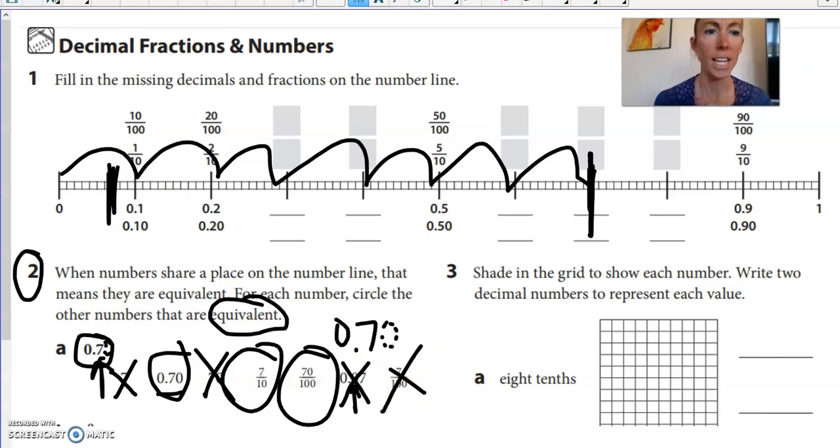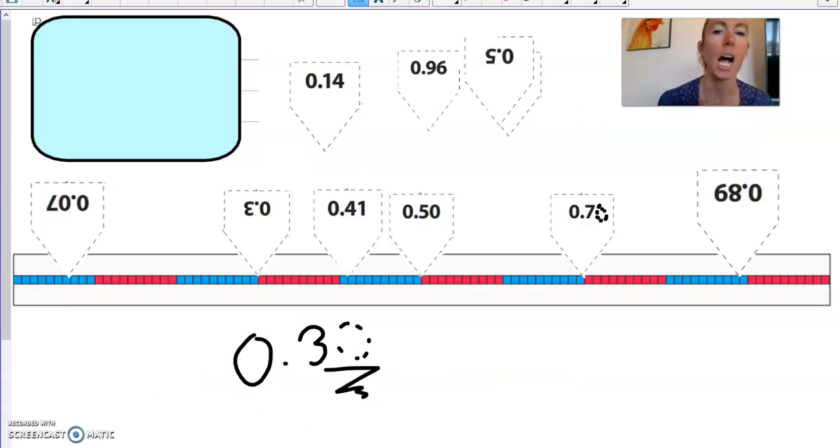Okay? All right, you guys, we just worked it with decimals and fractions on a number line. Way to go. Onward.